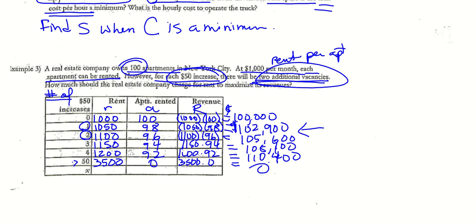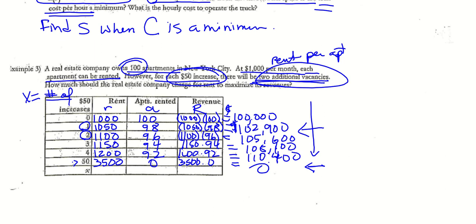What happened to my revenue? Right? My revenue was increasing, but now it's dropped to 0. So somewhere there must be a point where there's a maximum. Well, in order to find where that is, let's let X equal the number of $50 rent increases. So X is not the rent. X is not by how much we raise the rent.